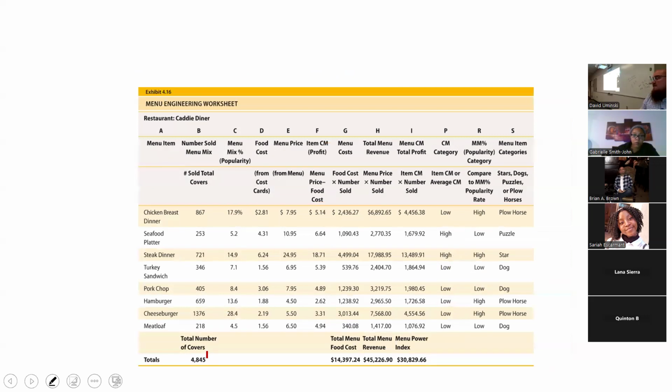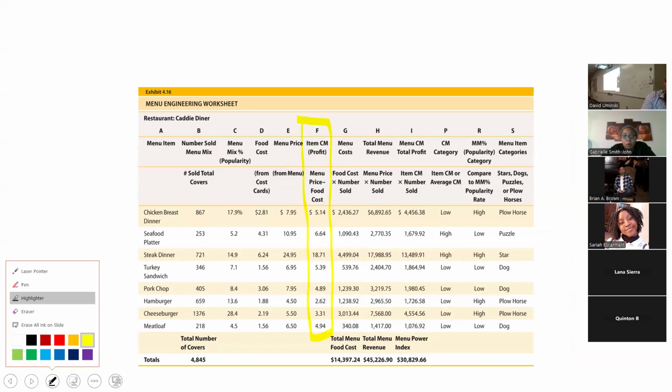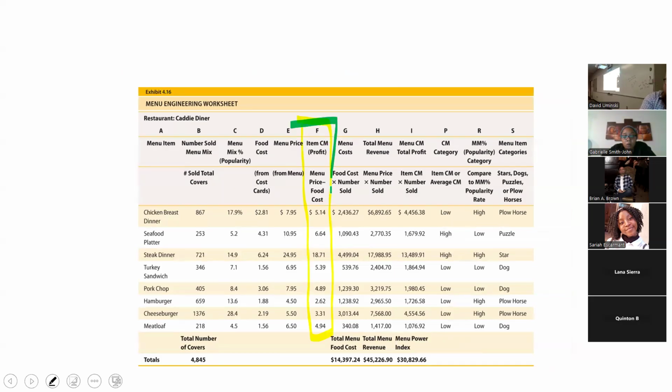Excuse me. Our contribution margin is the difference between our selling price and the recipe cost. Okay? So if we look at our contribution margin on this chart, I wish I could blow it up. I'm sorry, but I can't mark on it and have it zoomed in. So let me choose maybe green. That will highlight that column a little bit better than yellow.